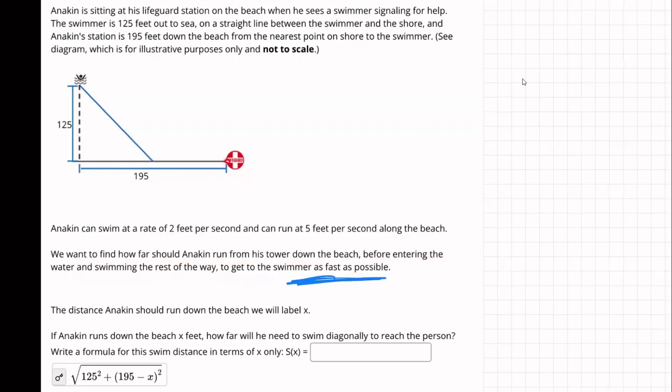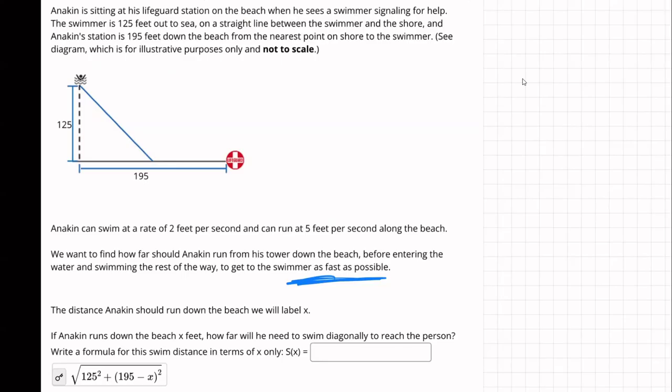In other words, he runs faster. So the further he goes down here, that's great. But you might think, well, just run all the way and then just swim straight. Yeah, but the diagonal is going to cut off some of the distance. So there's somewhere where it's best to actually run and then stop and jump in the water and swim. He runs faster than he swims, but the diagonal is still nice to cut off some of the distance.